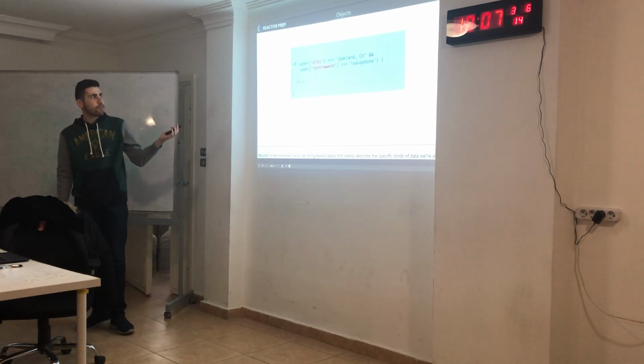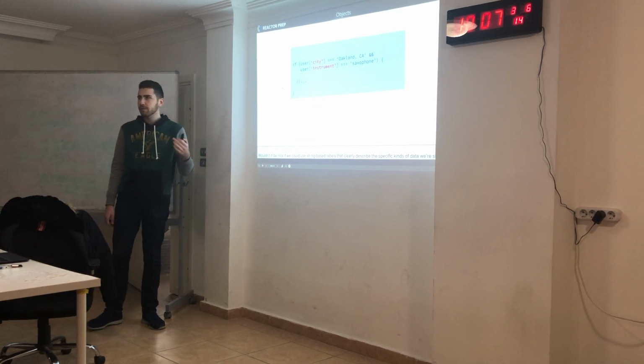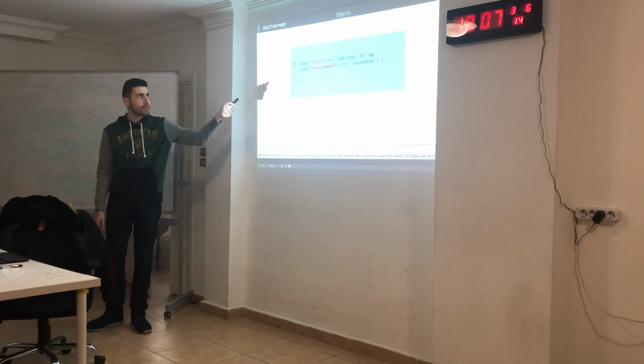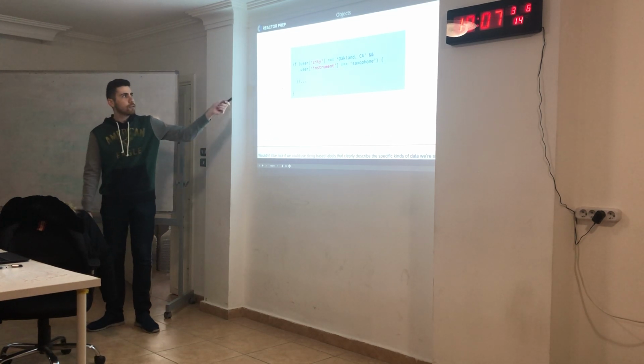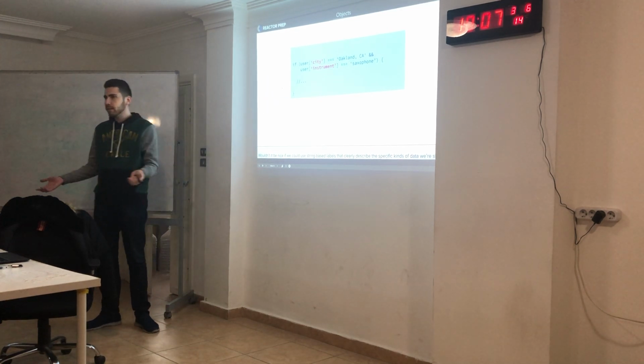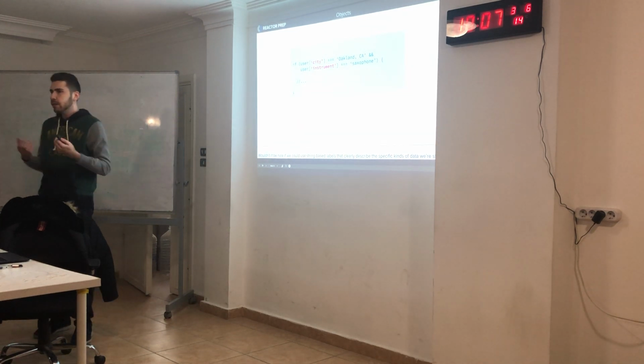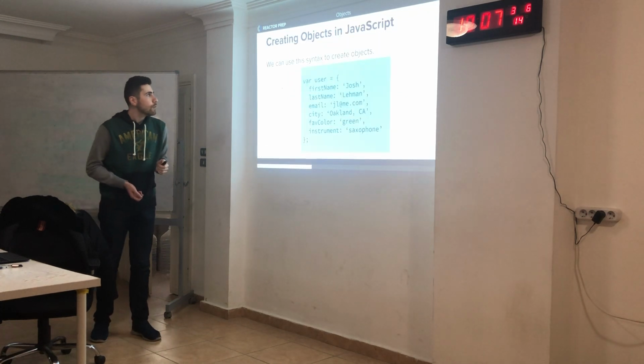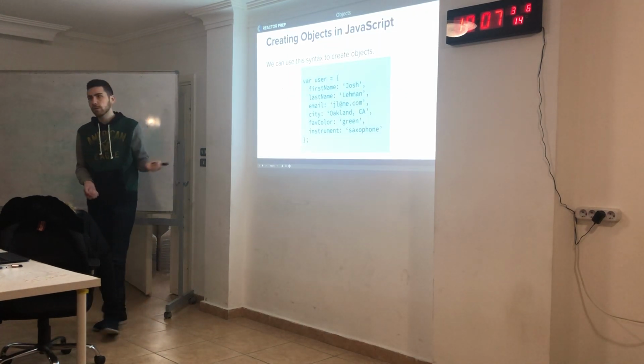But isn't it easier for us if we have some way to access the values using strings, like user of city, instrument? It will be easier because we just provide the key and it will give us the value. Alright, so here we can introduce objects.